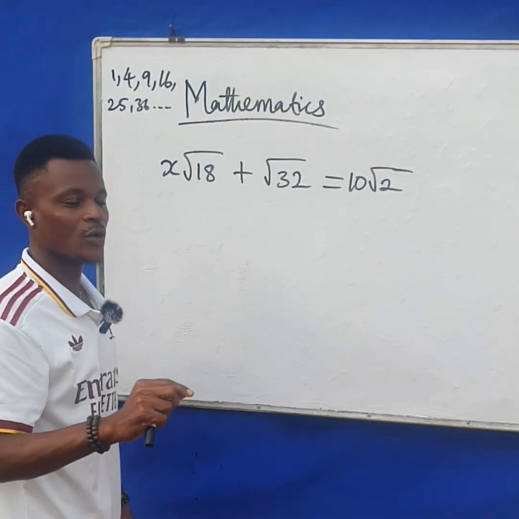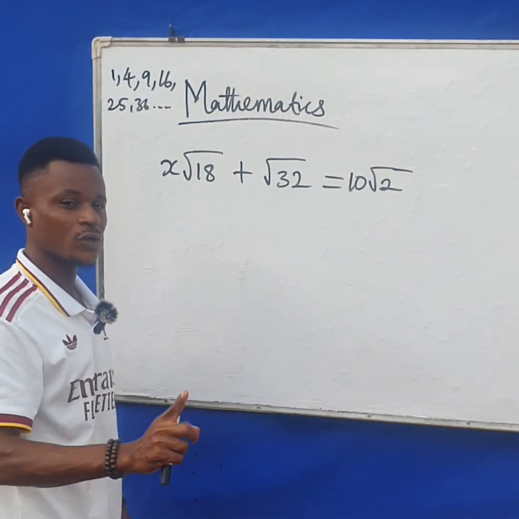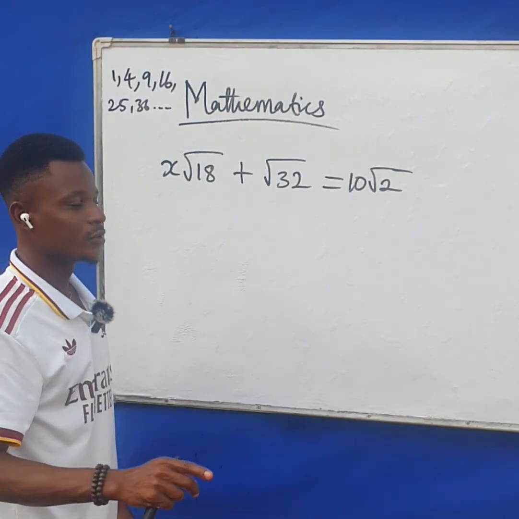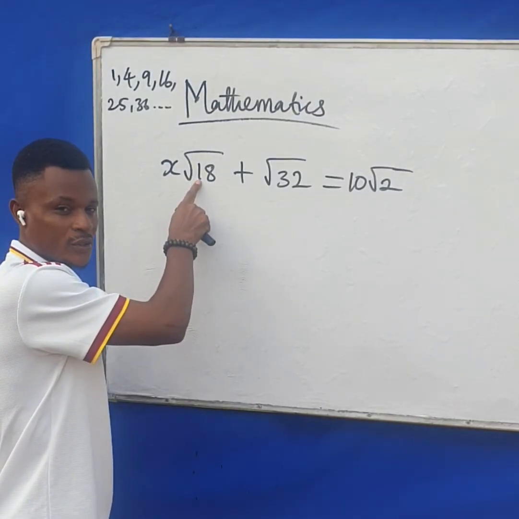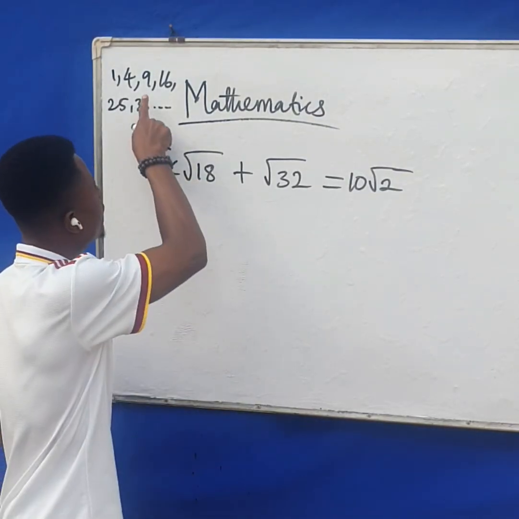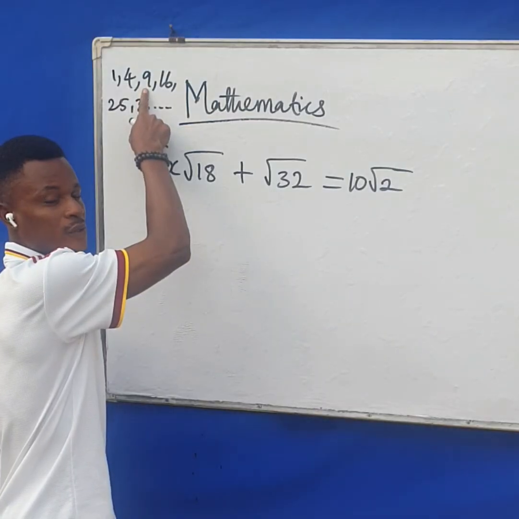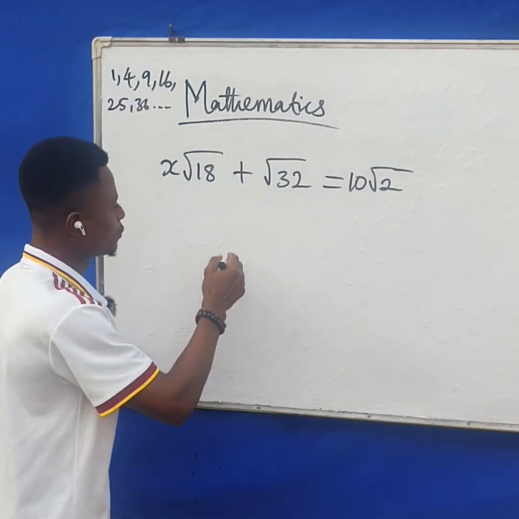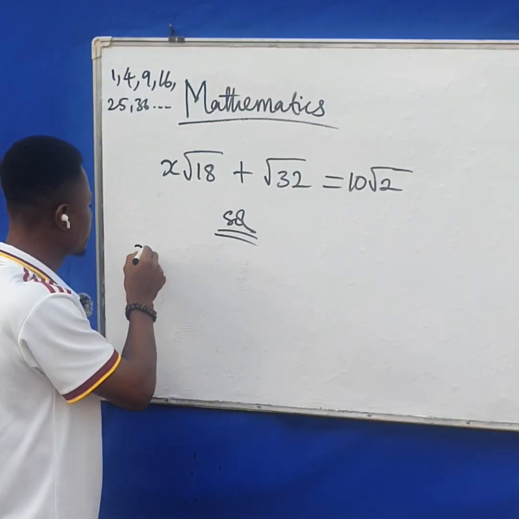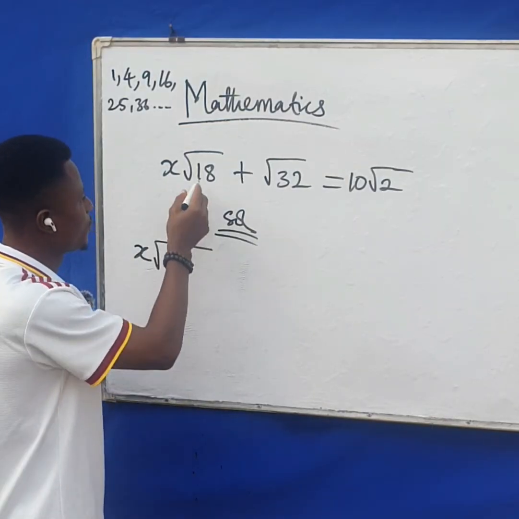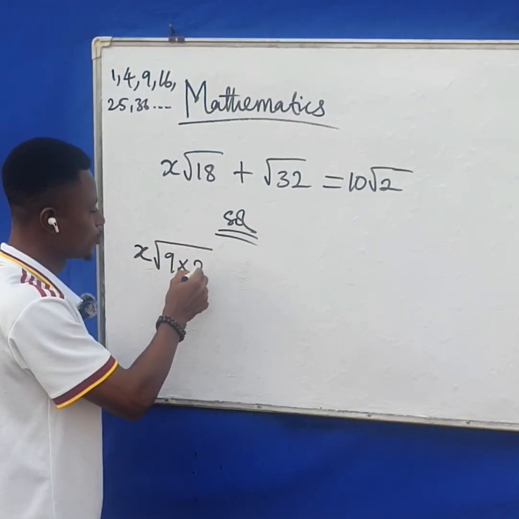Remember I told you that one of the numbers must be a perfect square and the other one a non-perfect square. So that means 9 times 2 will fit into this. You understand? Because 9 is a perfect square, look at 9 here. It's a perfect square. So we can use 9 times 2. So here's the solution. We have our x, then root. In place of this 18, write 9 times 2.